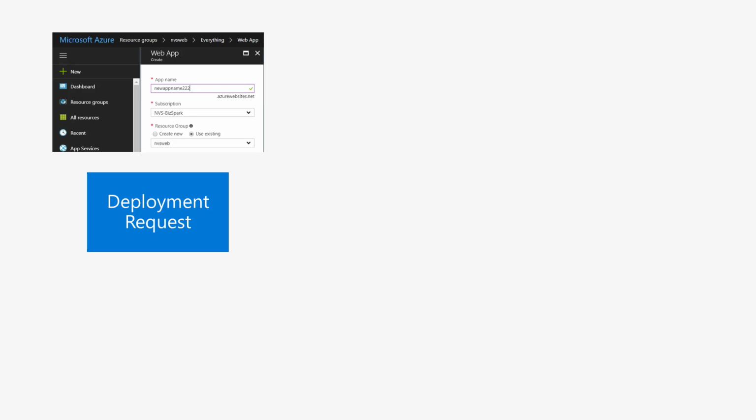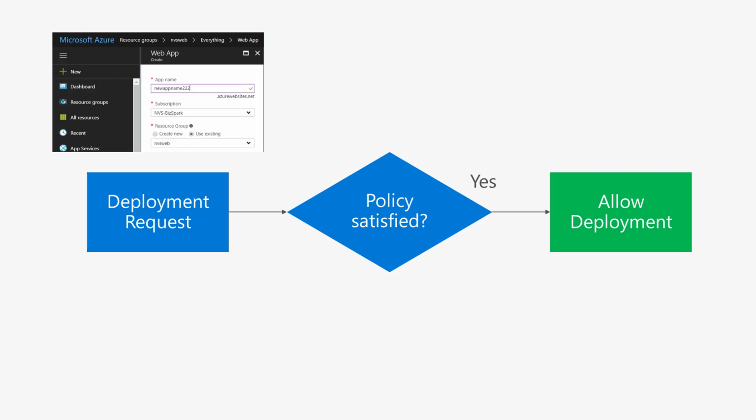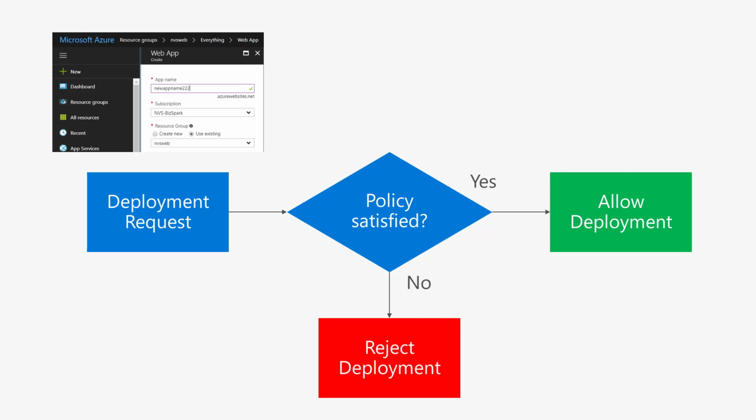What happens next is that if there are any resource policies defined, they will be evaluated. You can think of the Azure policies as validations over the deployment template for our resource. If the policies and the conditions in there are satisfied, our resource will be created. If the conditions are not met, the policy is not satisfied, and the deployment will be rejected.